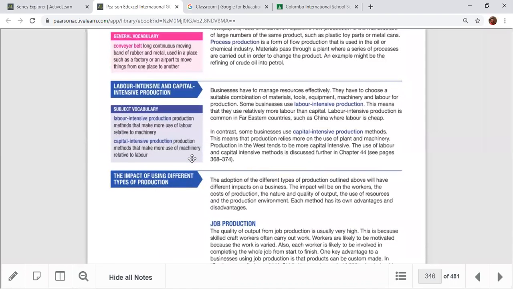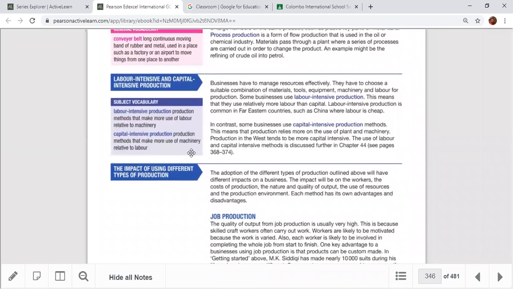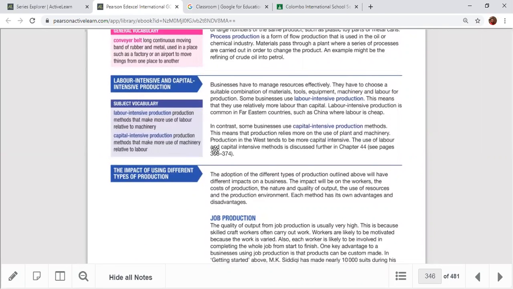Right. So there are labor intensive and capital intensive methods. Remember, we talked about this concept earlier also. Labor intensive means some organizations, especially job production, make more use of labor relative to machines. More use of labor relative to machines. That's called job production, a labor intensive production method. In an organization, if you have more laborers than machines, we call it a job production method.